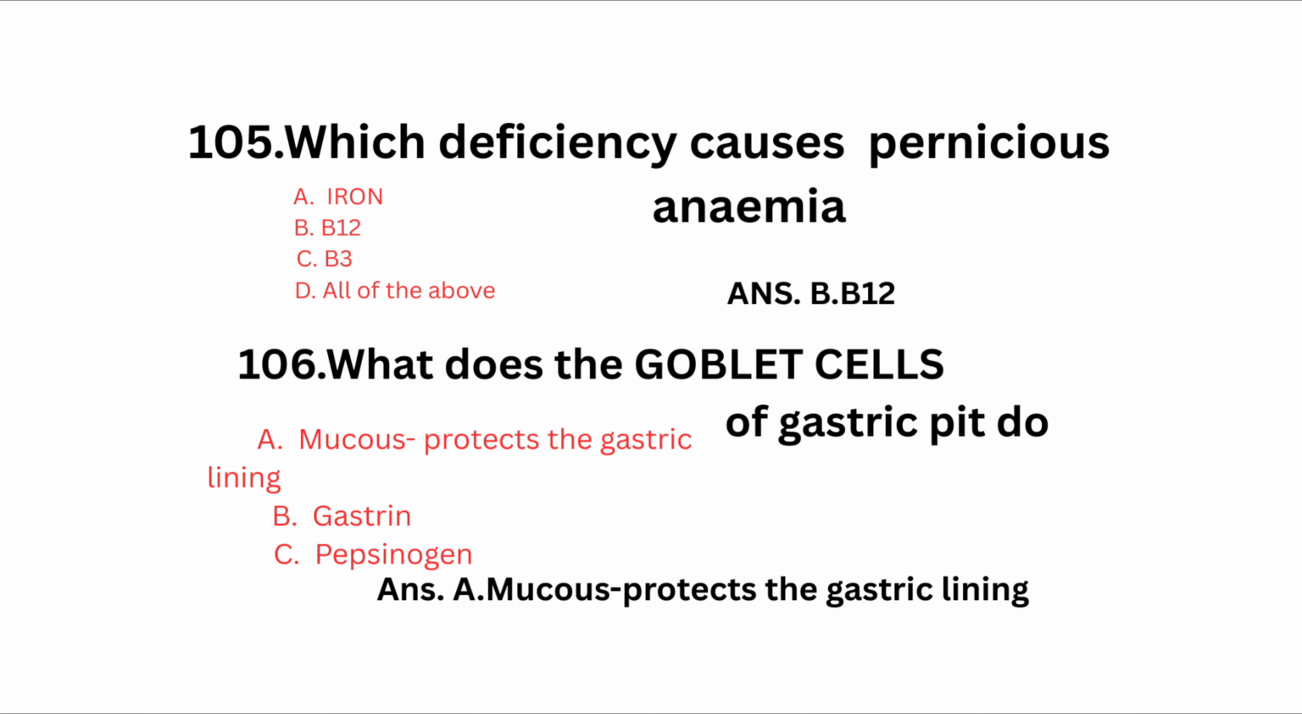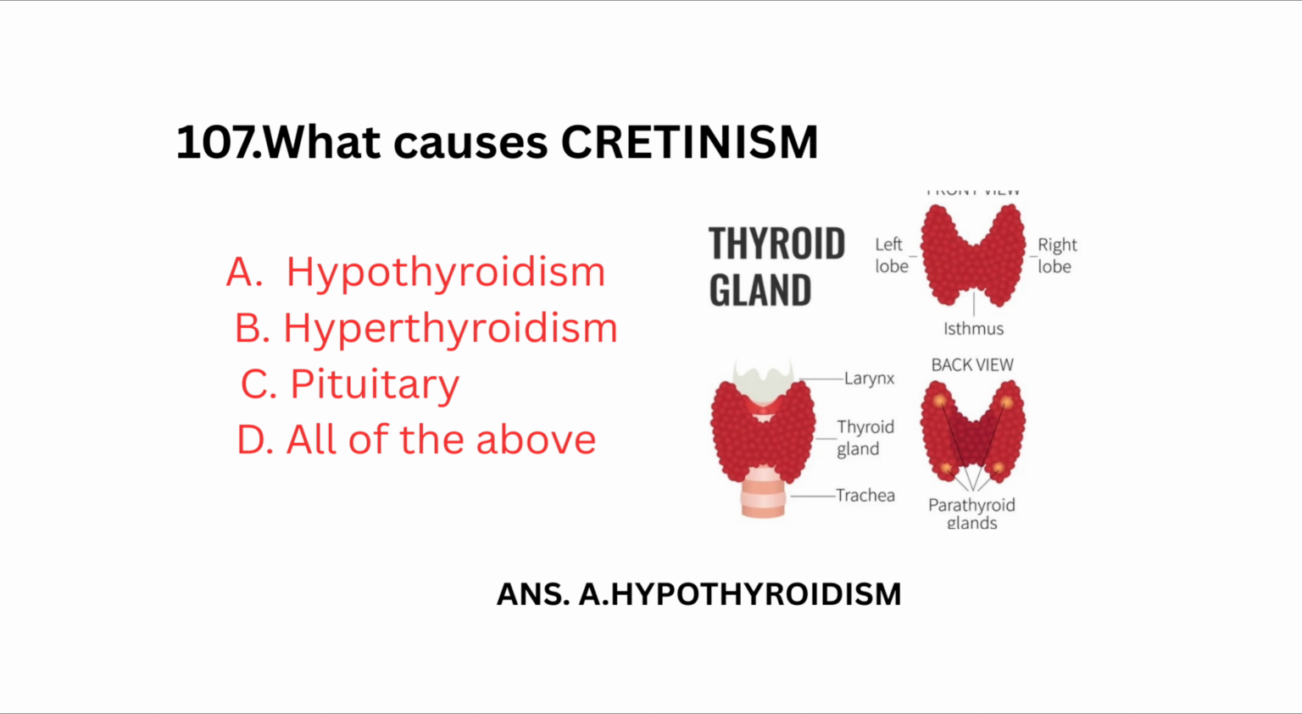106. What do the goblet cells of the gastric pit do? A. Mucus protects the gastric lining. B. Gastrin. C. Pepsinogen. Answer A. Mucus protecting the gastric lining. That's what the goblet cells do.